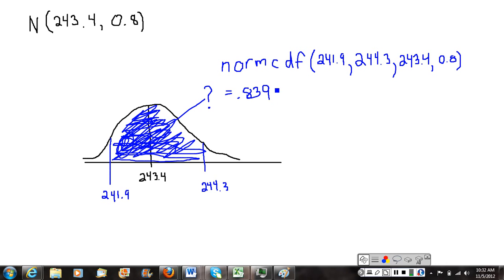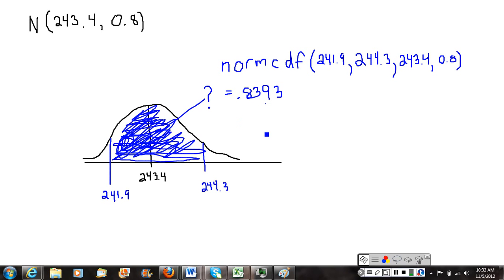So that would be our final answer there, and it's always nice to take a minute and think about, well, what does that final answer mean? That number is telling us that if this is how my machines work in my factory, if 243.4 is the average length of a rod and 0.8 is the standard deviation, then about 83.9, almost 84% of the rods I produce will be within this range of length. So 84% of them, if we're thinking that's our usable length, 84% of them would be usable.